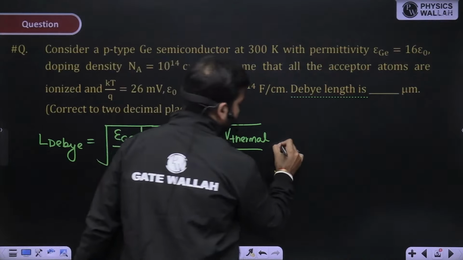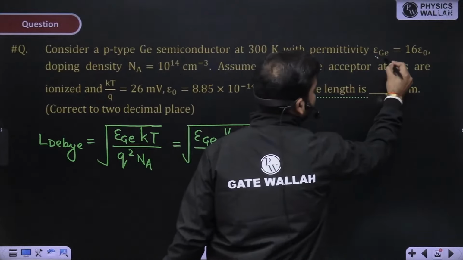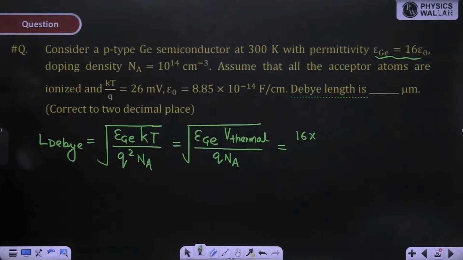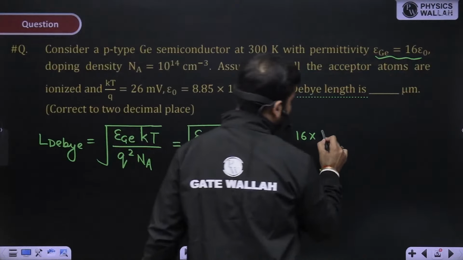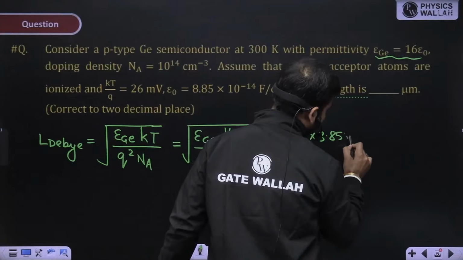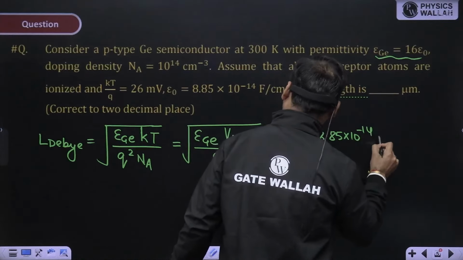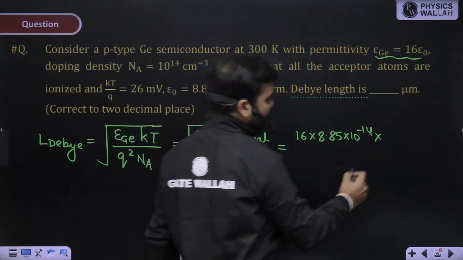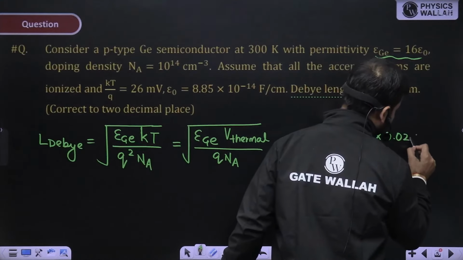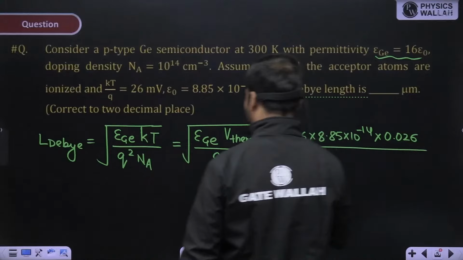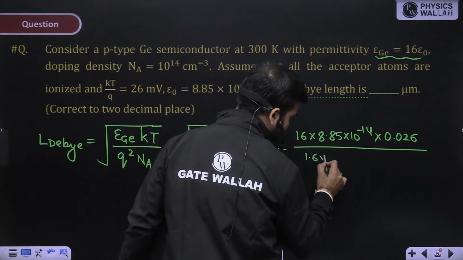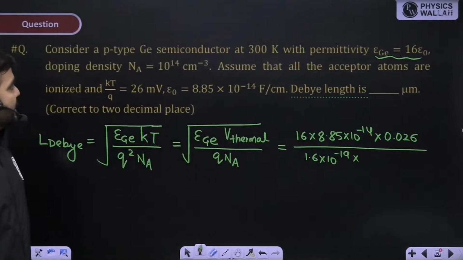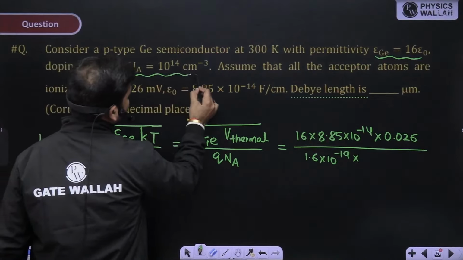Now epsilon of germanium is given as 16 epsilon naught. So it is 16, and epsilon naught is 8.85 into 10 to the power minus 14 farad per centimeter. Thermal voltage, that is kT/q, 26 millivolt, that is 0.026, divided by q, which is 1.6 into 10 to the power minus 19, into Na. Na is the acceptor doping concentration, that is 10 to the power 14.